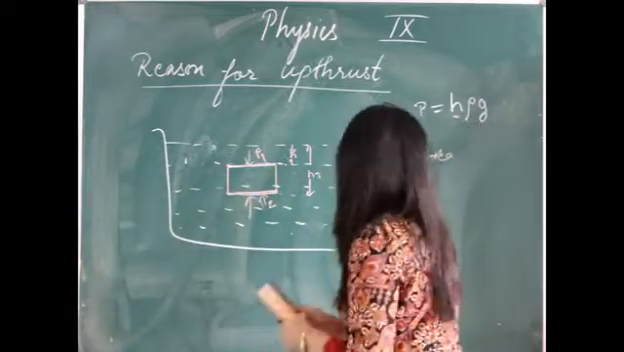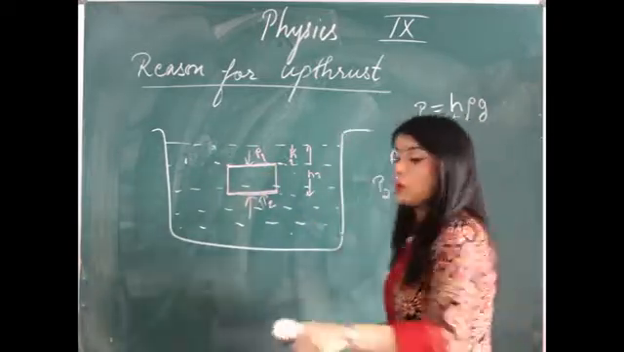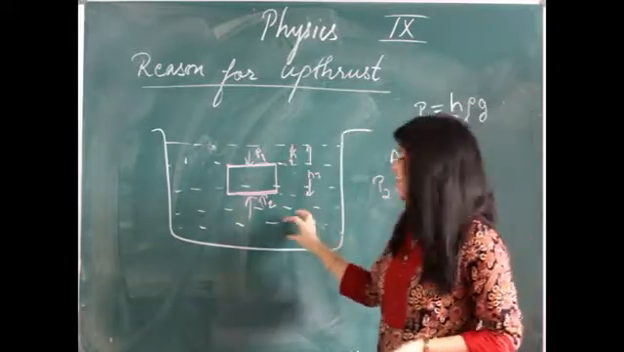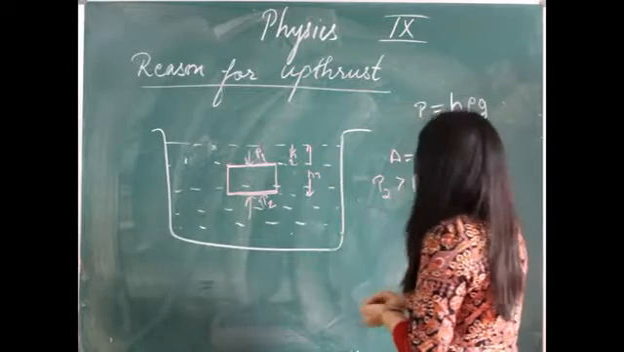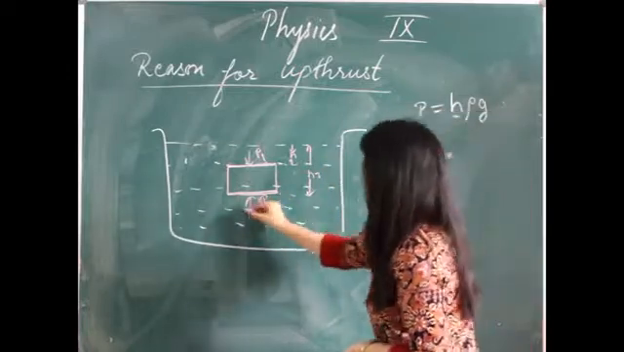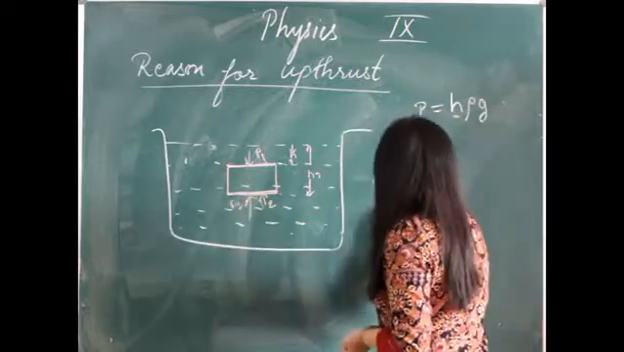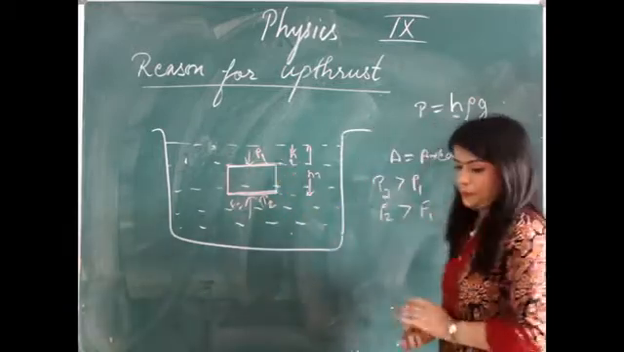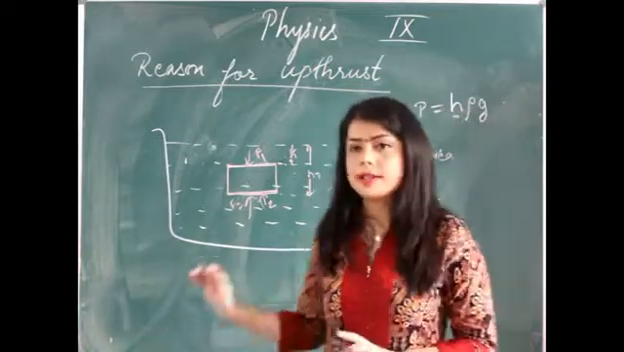And what is the force over here? Force is upthrust. The name of the force exerted due to the liquid is upthrust. So the force at this part, that is F2, is greater than the force over here. This is F1. I hope it is clear till here.